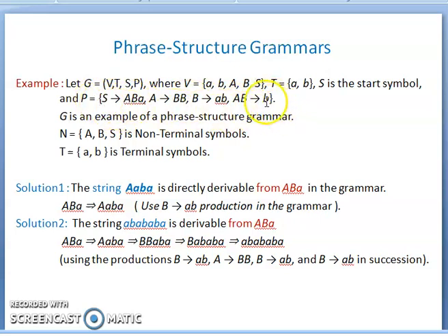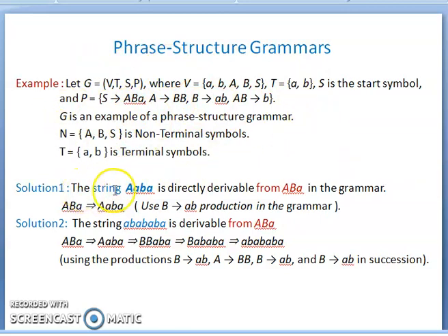These are the productions. You can construct the words or the language by using these productions. G is an example of phrase structure grammar. It defines four things. One is the alphabet, second one is the terminal symbols, third one is the starting symbol, and fourth one is these productions. Where N is the non-terminal symbols, and T is nothing but a, b. These are the terminal symbols. This is the one phrase structure grammar.